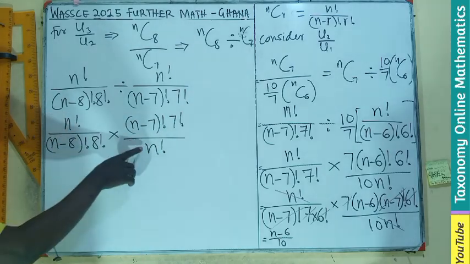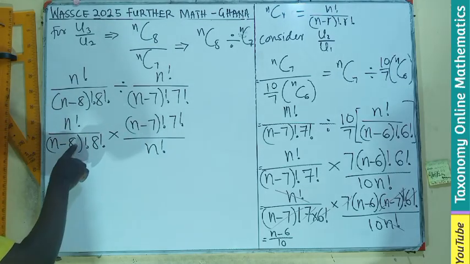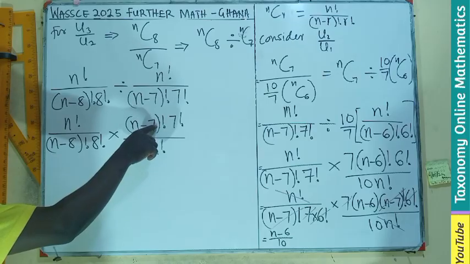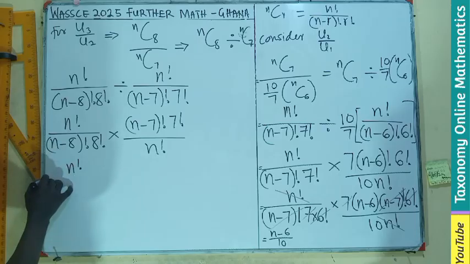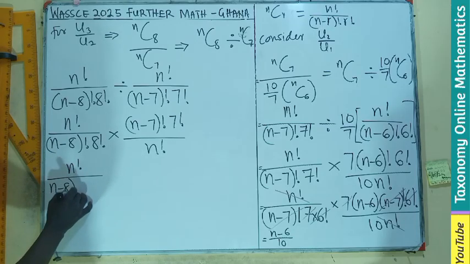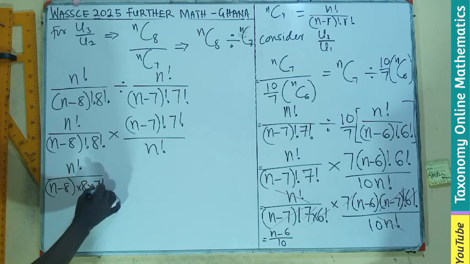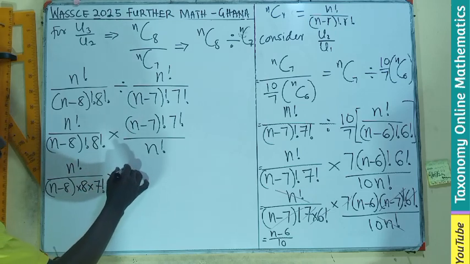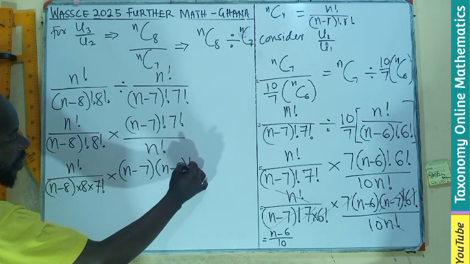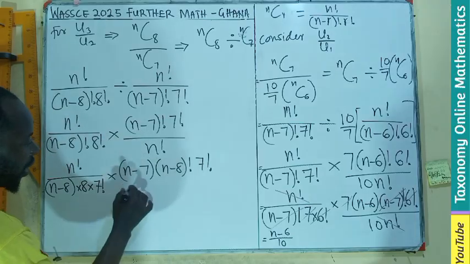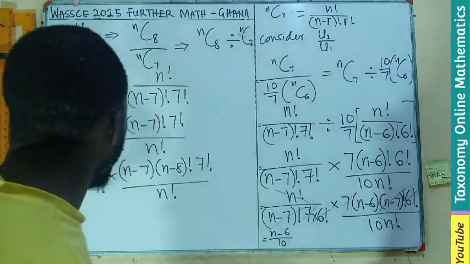So here, n factorial will cancel n factorial. This, if I expand it, will cancel this. Then I need to expand this. If I minus 1 from here, we'll make it minus 8. So as you have n factorial divided by n minus 8 times 8 times 7 factorial times n minus 7, subtract 1 from this, n minus 8 factorial, 7 factorial. So let's see how we can do cancellation.